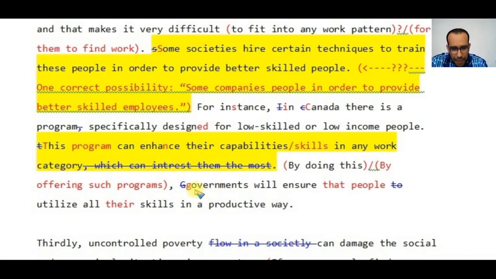We use them at the beginning of sentences, but in case we have a name of, I don't know, a person, a city, a mountain, then it's okay to use a capital letter. But in this context, it's wrong to use a capital letter. So "governments will ensure to utilize": if you check "ensure" in the dictionary, you will find that it is a verb that does not admit an infinitive after it. Instead, you should normally have said, "will ensure that people utilize all their skills in a productive way."